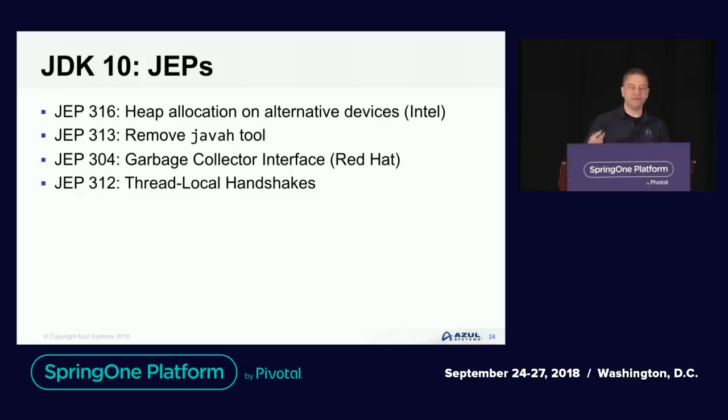And then there's this very low-level thread local handshake, which is about improving performance when you're trying to pause a single thread and not having all threads reach a global safe point in order to do that.